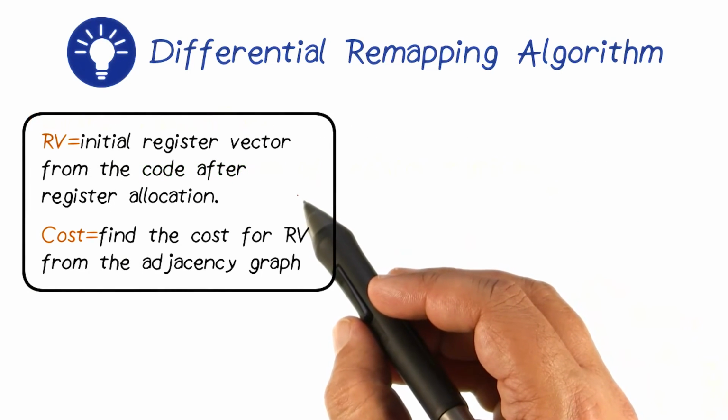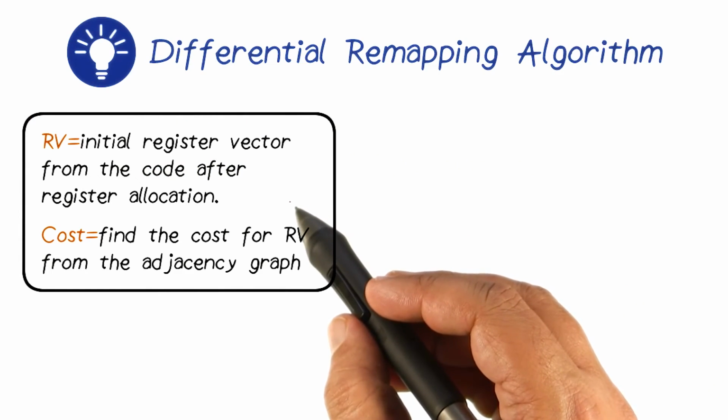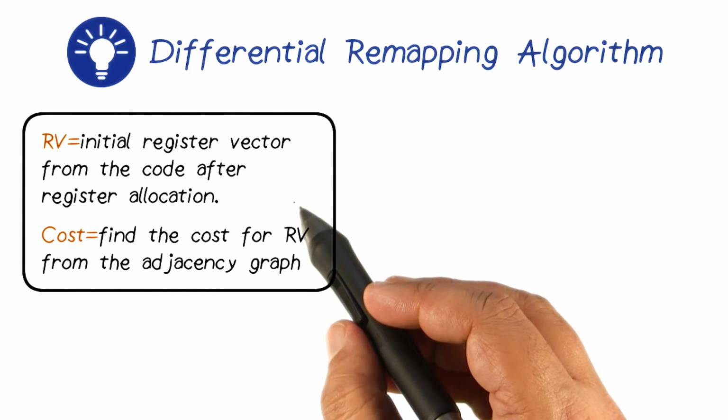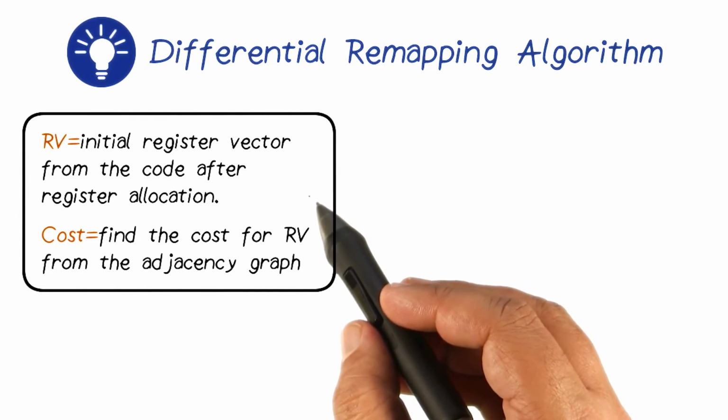So the first step is to start with the existing register allocation that is there. Remember, we are doing this as a post-pass approach. That is, the registers have been allocated and all we are doing is shuffling them around so that we change the adjacency graph.